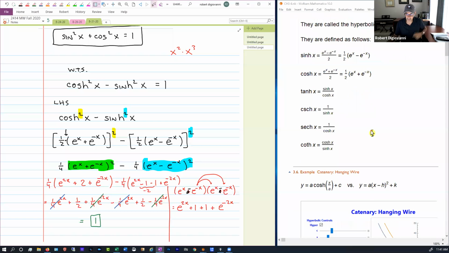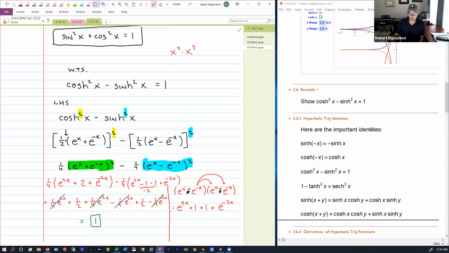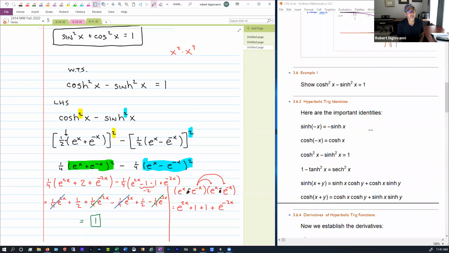Now, there are many important identities when it comes to the hyperbolic trig functions. We're not going to go through all of these, but to verify them, you would do exactly what I just did right here. You'd start with one side and use the definition, and from the definition, you would show that it's equal to the other side.